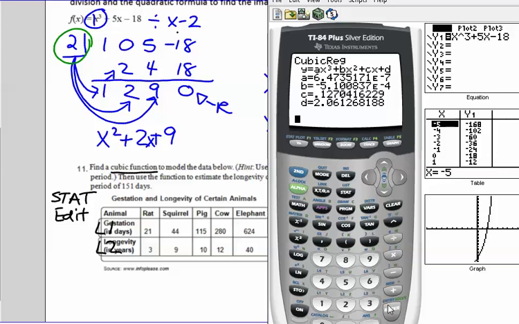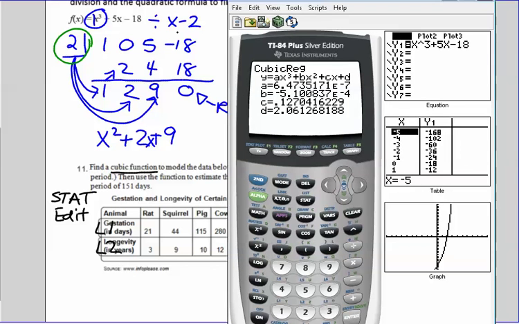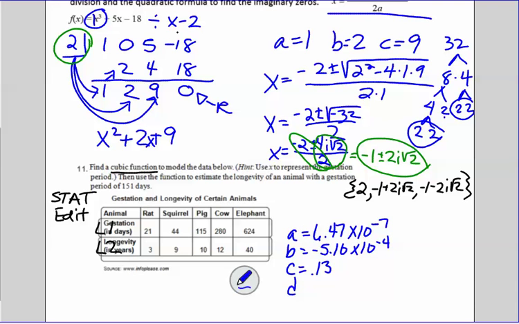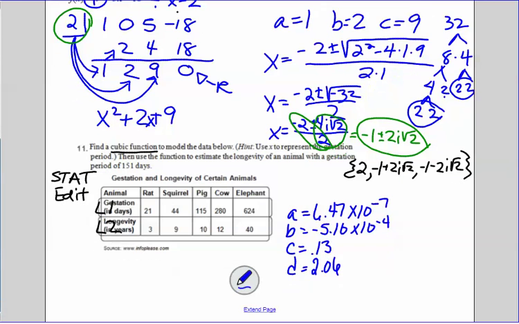Okay, so my a value is actually really small. You see the E negative 7 there? That means times 10 to the negative 7. So I'm going to write down my equation. My a is 6.47 times 10 to the negative 7. My b is negative 5.10 times 10 to the negative 4. My c is 0.13, and my d is 2.06. So I'm going to have a pretty long equation.